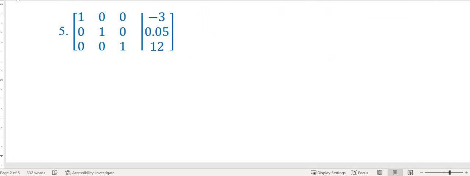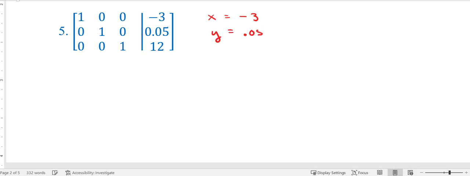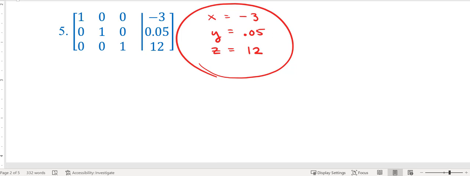For number 5, write the corresponding system. I notice I have 3 equations, and I'm going to have 3 variables, x, y, and z. So the first line says that x equals -3. The second line says y equals 0.05. And the third line says z equals 12. Wouldn't it be convenient, because this gives me the solution to that system? Something to notice: you have 1s going down the diagonal, and you have 0s above and below all those 1s. You're going to see that again.